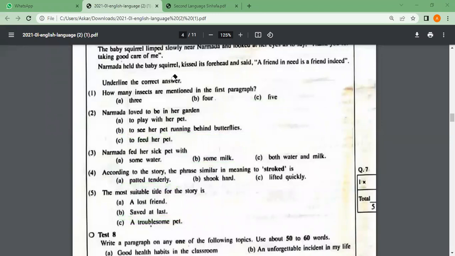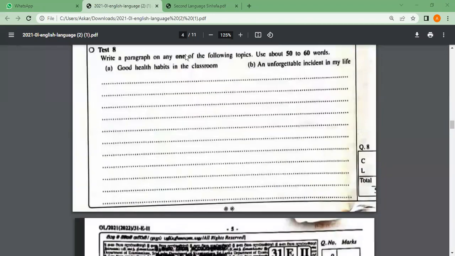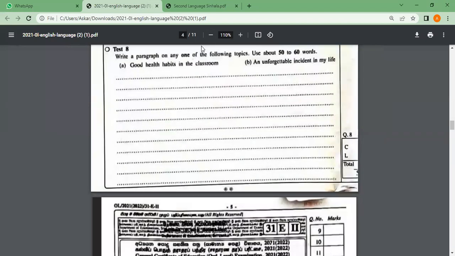Okay, test 8. That one is also based on a para. Test 8. Write a paragraph on any one of the following topics. Use about 50 to 60 words. So you should write a para.